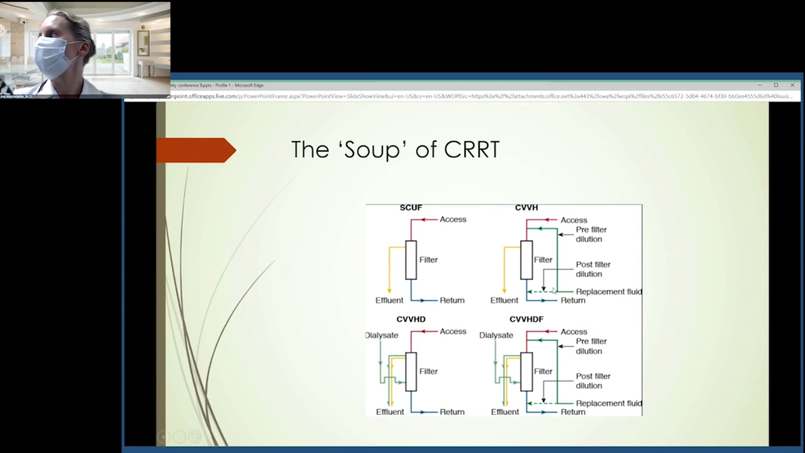Now you can give the replacement fluid post filter, but then you have to pull the same amount before you get that fluid in the filter. And so what problem can it cause then? Clotting. Yeah, clotting. So basically you have to pull 2 liters before you give that fluid, so you concentrate the blood a lot. So you get better efficiency clearance, so you can correct potassium and acidosis better with this type, but the filter will clot probably. So, you can combine both. You can do pre-filter and post-filter, just divide that fluid. So this is your CVVH.